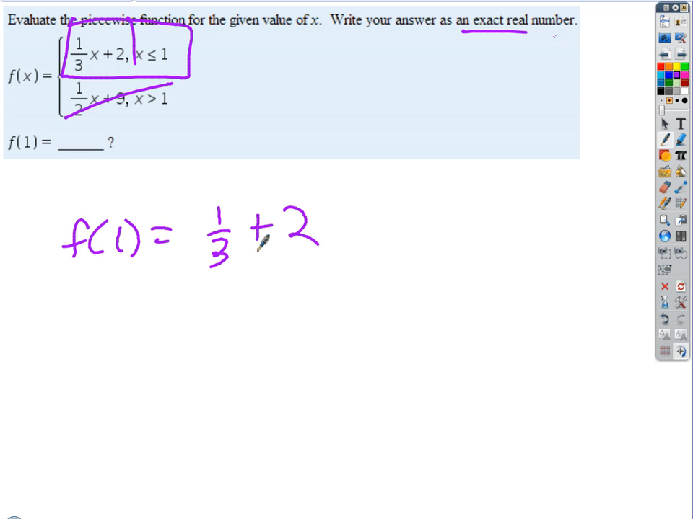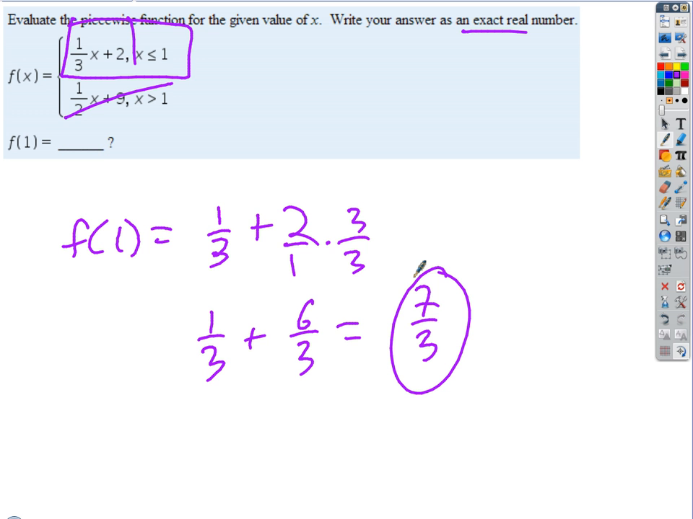If I want to add these two up, remember when I add fractions, I just get a common denominator? What's the smallest number that both 3 and 1 divide into? 3. So I need to get a 3 on the bottom here. So I just multiply by 3 over 3, right? So I get 1/3 plus 6/3 is how many thirds? 7/3.